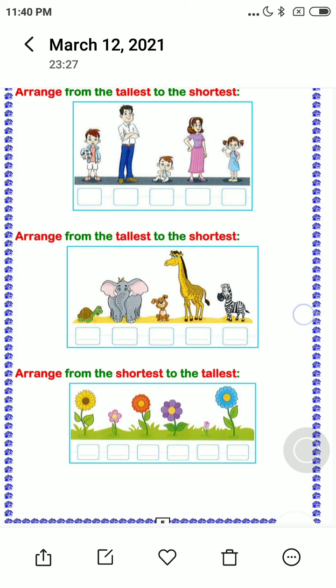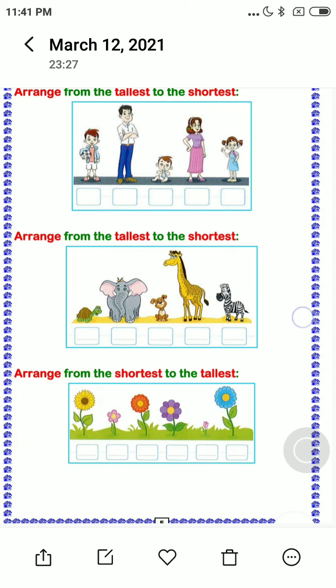Okay, which is shorter than the elephant? Right, excellent. The zebra. So we will put number three inside the square under the zebra. Okay, which is shorter than the zebra? Great. Dog. So we will put number four inside the square under the dog. Okay. Which is shorter than the dog? Turtle. It is very clear that the turtle is the shortest thing I have, and it will be the last one. We will put number five under it. So we will write five inside the square under the turtle.